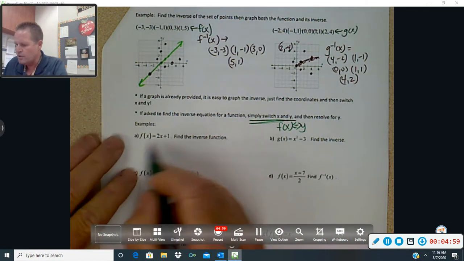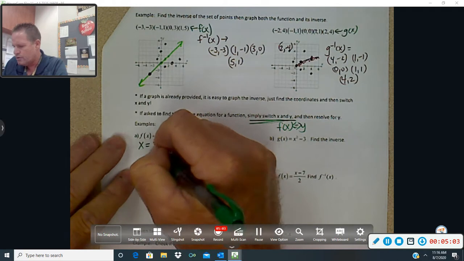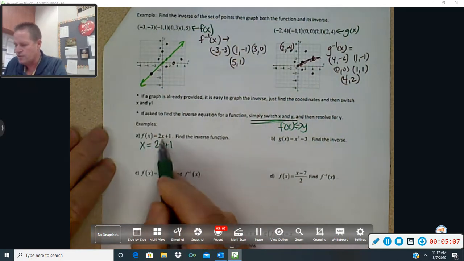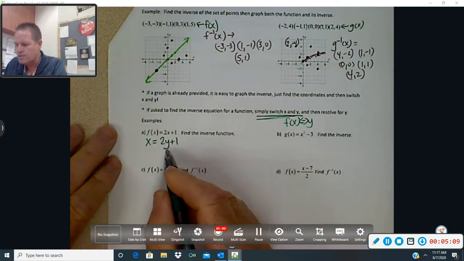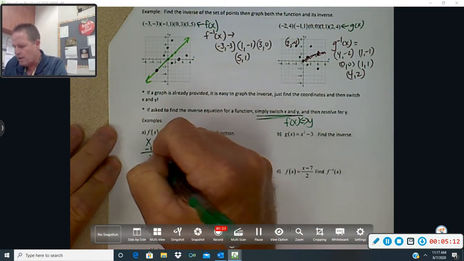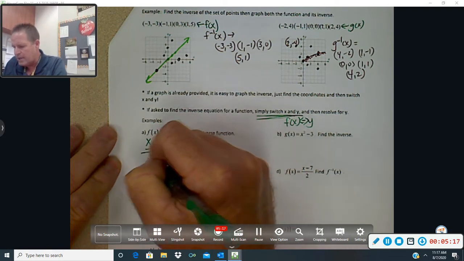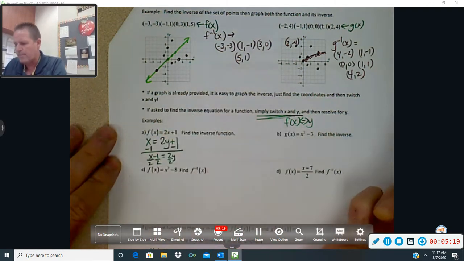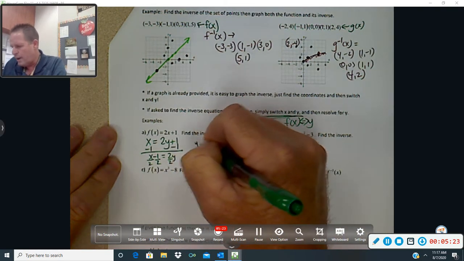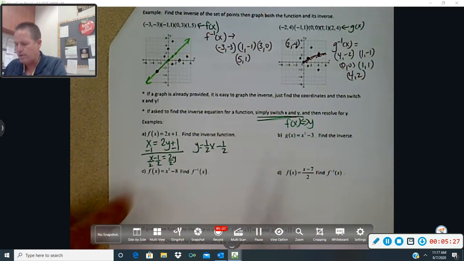All right, so to do this first one, we're going to switch x and y. So we're going to say x equals 2y plus 1. Okay, so again, we just switch x and y. And now we're going to resolve this for y. So we'll subtract 1 from each side. So we'll have x minus 1 equals 2y. And we'll divide each side by 2. So both parts divided by 2. And you're going to have y equals 1/2 x minus 1/2. Okay, dividing every part by 2.